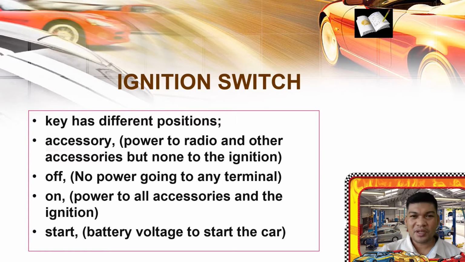Ignition switch. The ignition switch is a key operated switch in the driver's compartment. A hot wire or voltage supply wire connects the switch to the battery. The ignition switch has the following functions. First, it has a key with different positions. The first is accessories, in which it powers the radio and other accessories but none to the ignition. Another is the switch off, which means no power going to any terminal. Switch on has power to all accessories and ignition. Another is the start position, in which it has power from the battery voltage to start the car.